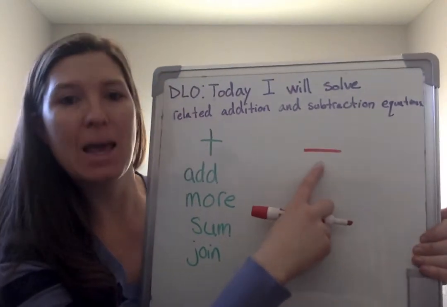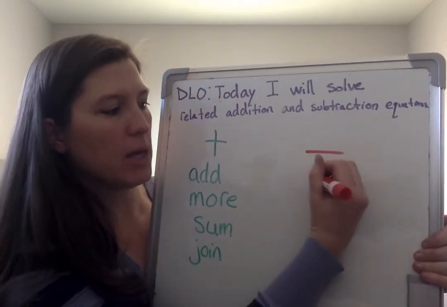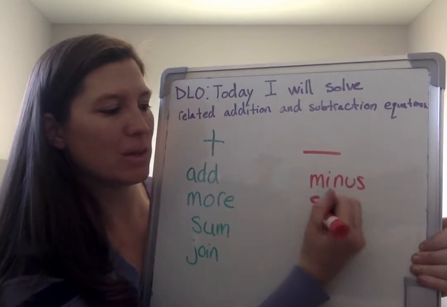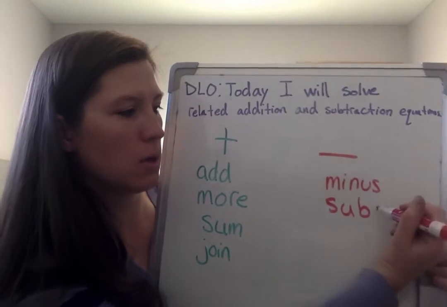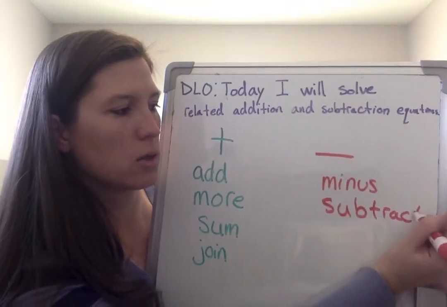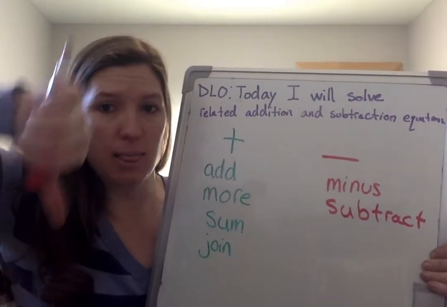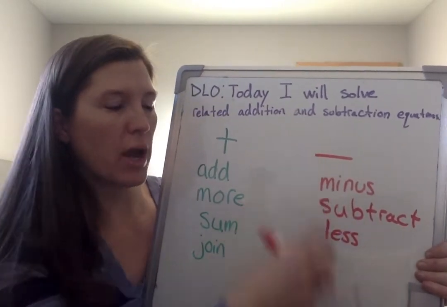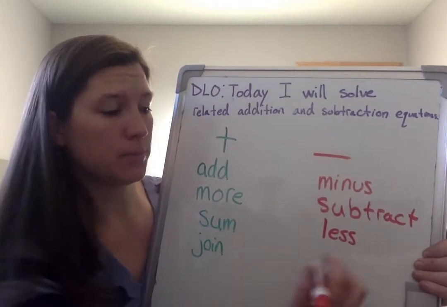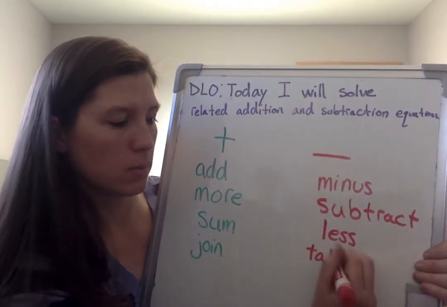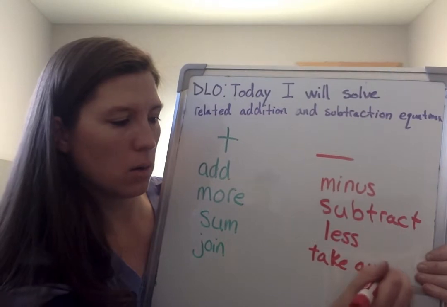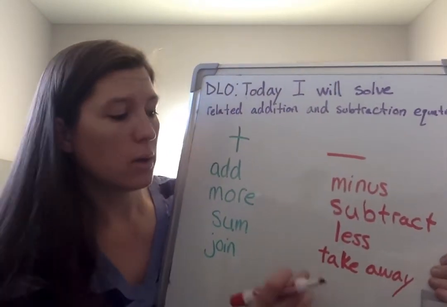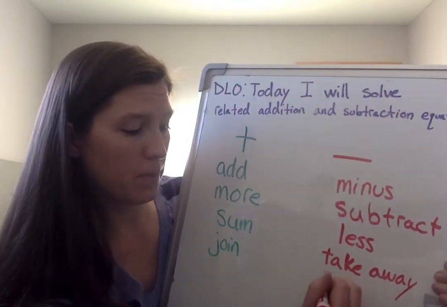Operation, say minus. Minus means we're going to subtract. Subtract. When we subtract, we're getting less. When we subtract, we take away. Take away. When we want to find out how many are left, it's called the difference.